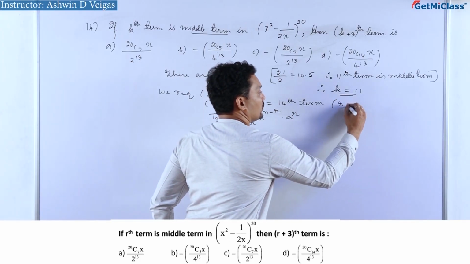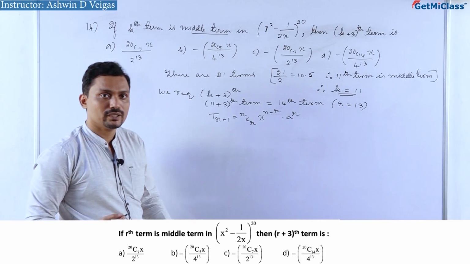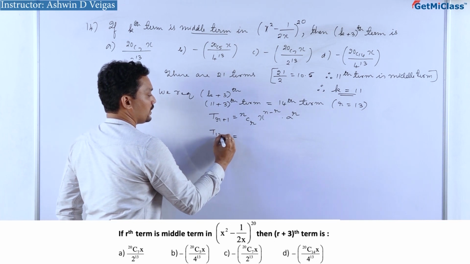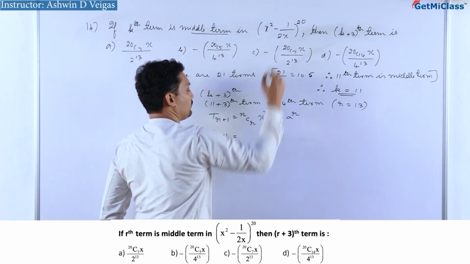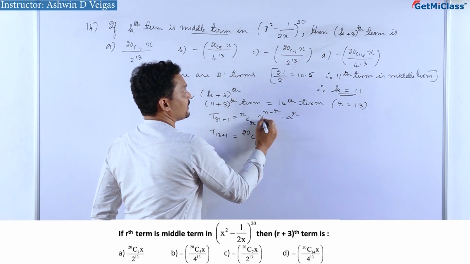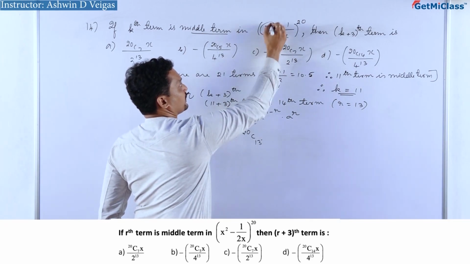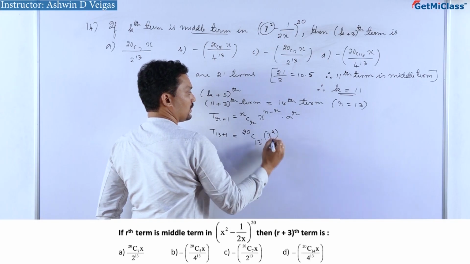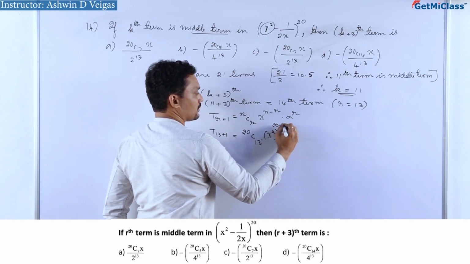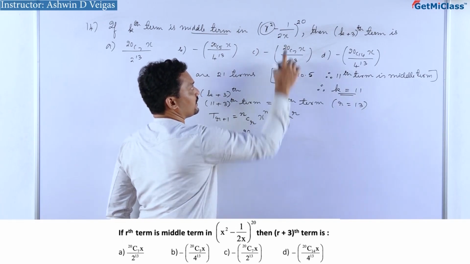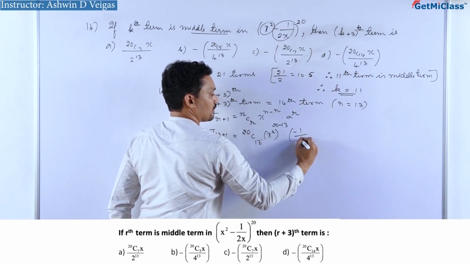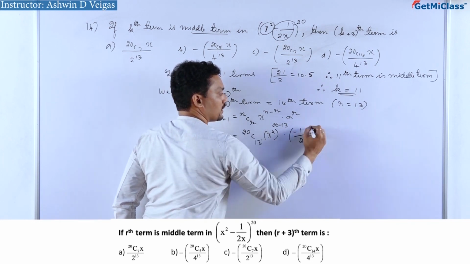So the value of r should be 13, and now we will substitute the value of n. We can start from here, 13 plus 1. The value of n is 20, the value of r is 13, into x to the power n minus r. X is the first term here, that is x squared. N minus r is the difference, 20 minus 13, into a to the power r. What is a? A is the second term, that is minus 1 by 2x. Again the power r is 13.